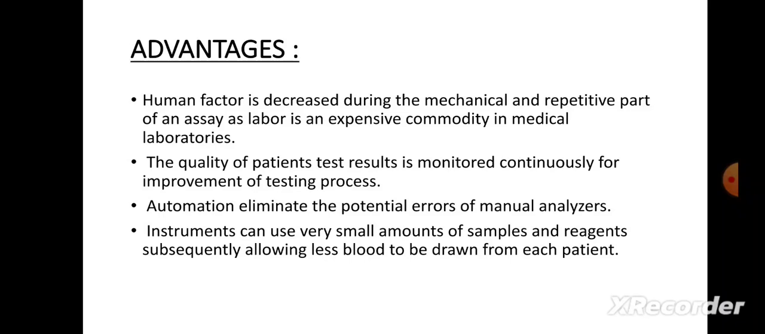Advantages. The human factor is decreased during the mechanical and repetitive part of an assay. Accuracy is higher compared with the manual method. A large number of samples may be processed in minimal time. At the same time, a very small amount of sample and reagent is needed, allowing less blood to be drawn from each patient. Two or more assays may be performed simultaneously, and automation eliminates the potential errors of manual analysis. The quality of patient test results is monitored continuously for improvement of the testing process.